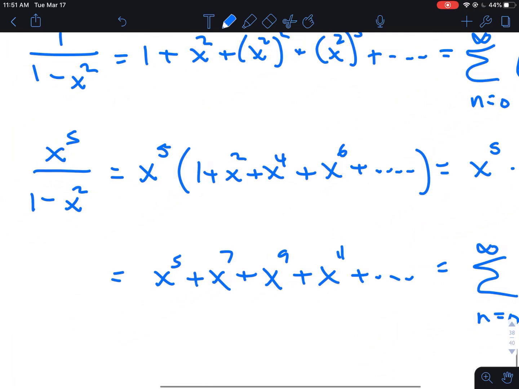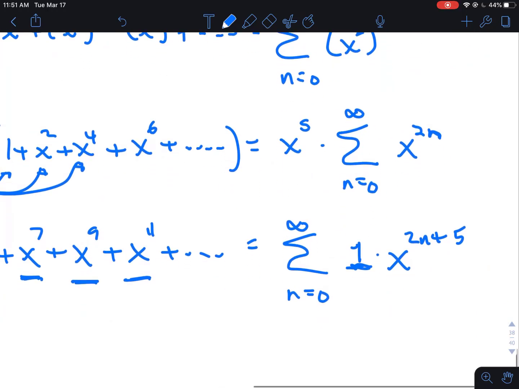So we're going to simplify one more time just by distributing this x to the fifth to each one of these pieces. And when we distribute that x to the fifth, now we have these common bases, so the exponents add together. x to the fifth times 1 is going to be x to the fifth, x to the fifth times x squared, in total there's 7 x's there, x to the fifth times x to the fourth, that's going to be 9 x's in total there, 11, so on and so forth.